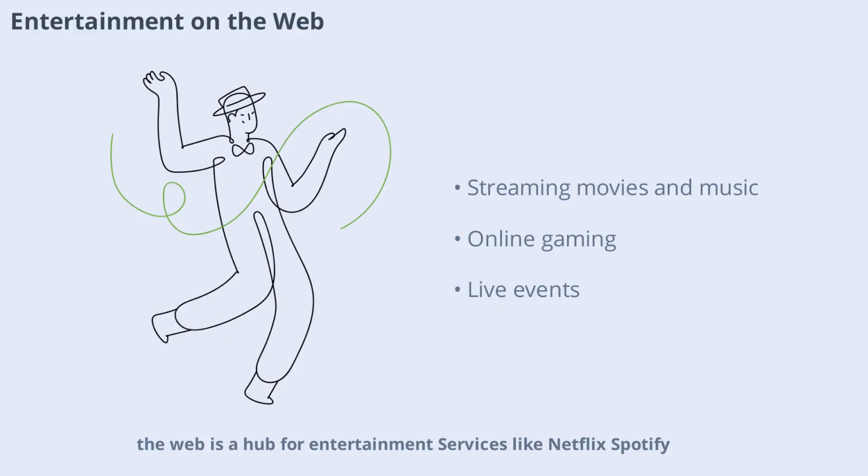From streaming movies and music to playing games and watching live events, the web is a hub for entertainment. Services like Netflix, Spotify, and Twitch have changed how we consume media, offering on-demand access to a vast array of content. The web's entertainment options continue to expand, catering to diverse tastes and interests.